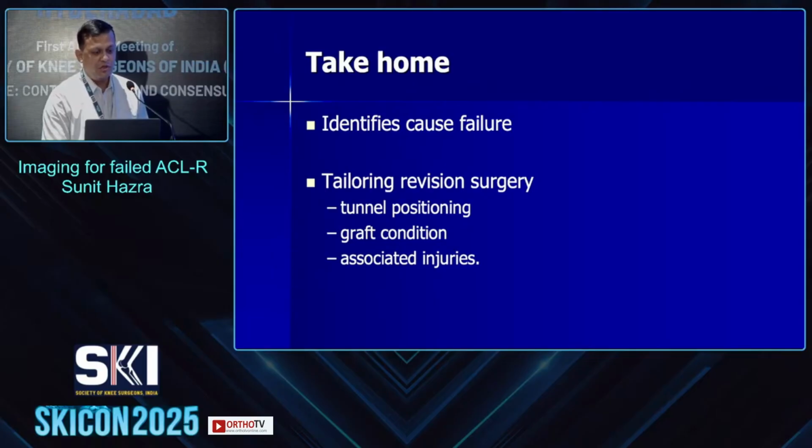So the take home, I would like to say, is that with imaging in revision arthroscopy, you need to focus on your imaging so that you can get an idea regarding the cause of the failure. And this highlights how to tailor the revision surgery, like the tunnel position, what is the graft condition, and associated injuries. So that's from my side.